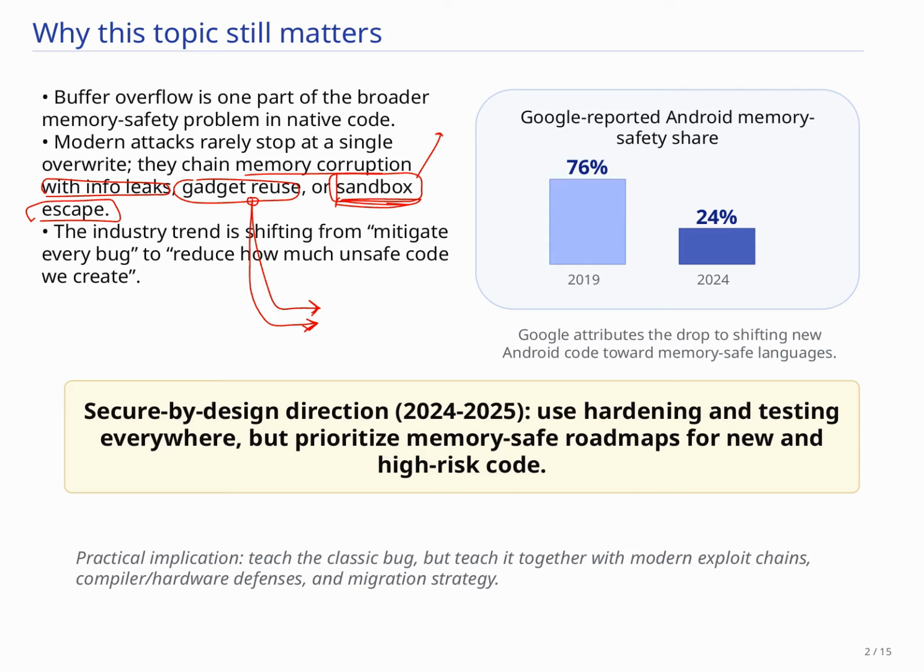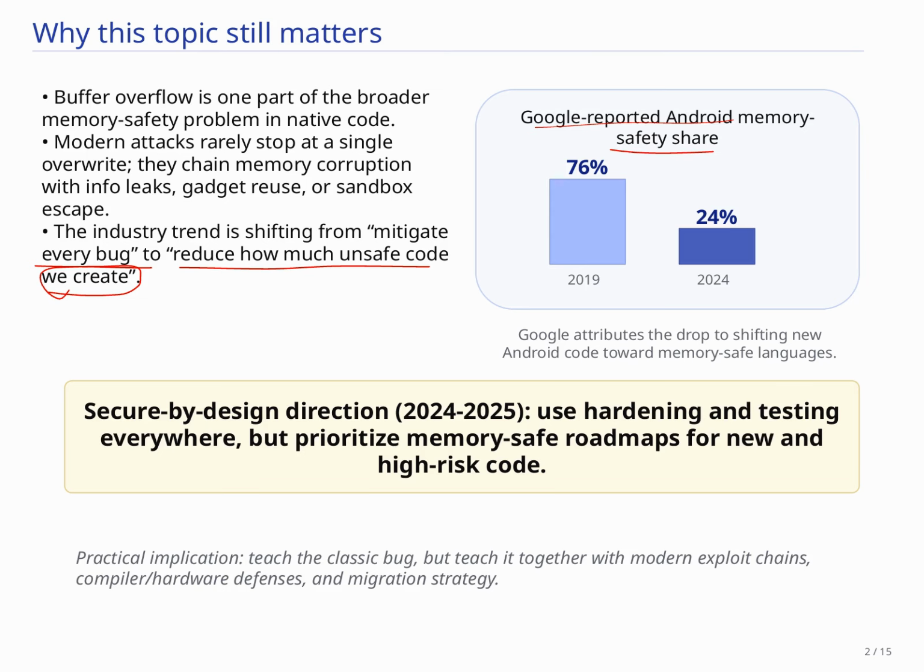So these buffer overflows have to be connected, all of these vulnerabilities into a single vulnerability or exploit, in order to be successful. Okay, so the industry trend is shifting from mitigating every bug to reducing how much unsafe code we create. So what we say here is that we don't want to mitigate every bug, but we want to reduce all unsafe code.